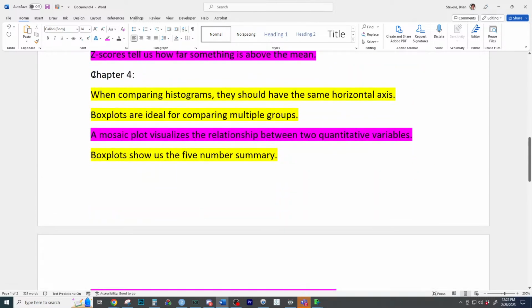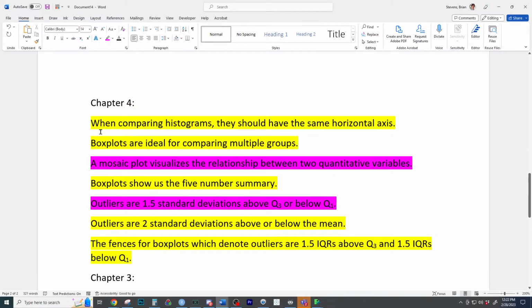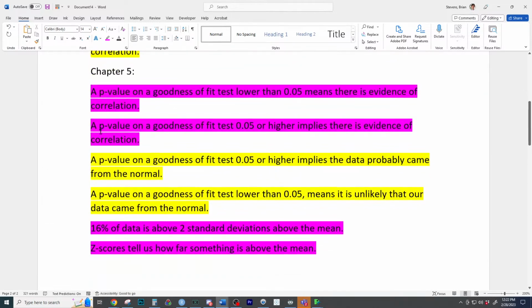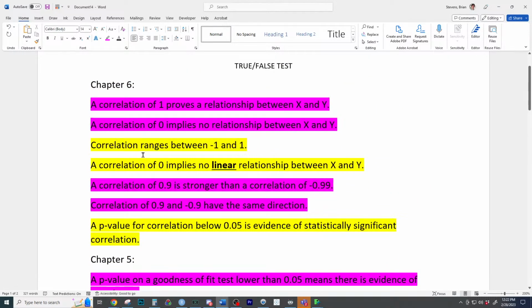Here's the chapter 4. Here, we'll put it on a new page. Here's the chapter 4 true falses. The yellow are true. The purple are false. Here's the chapter 5 true falses. Purple is true. Yellow is false. Put them on note cards for yourself.